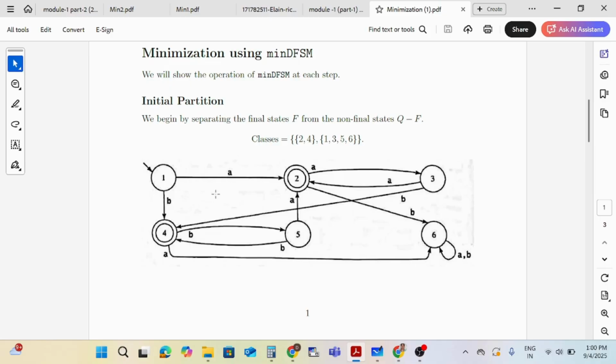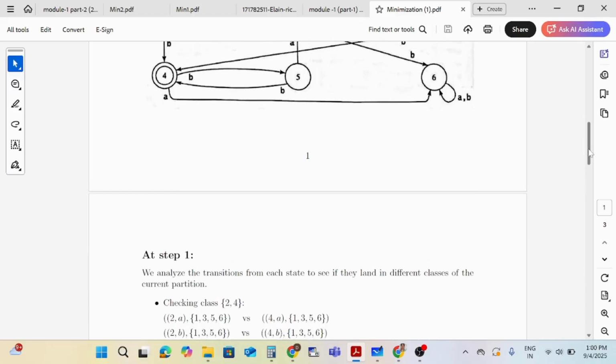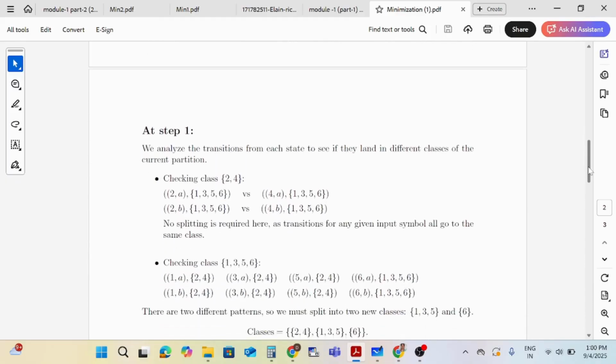So this is a DFA diagram. We are going to make the initial classification of the partition. So 2 and 4 are the final states, and 1, 3, 5, 6 are the non-final states. So we'll have 2 groups: final states one group and non-final states the other group. So this is a very first step. You need to write like this only for your examinations also.